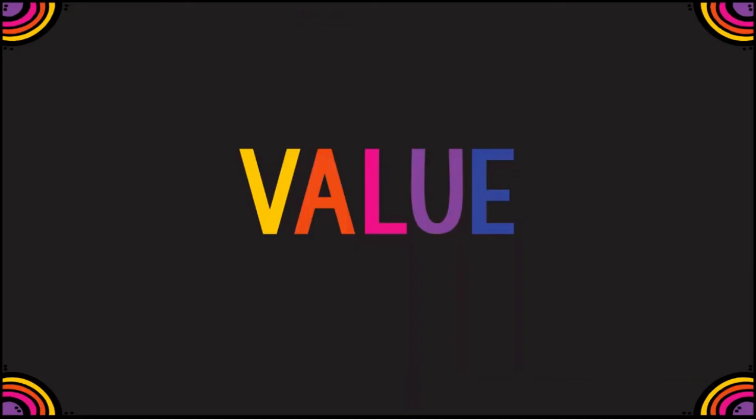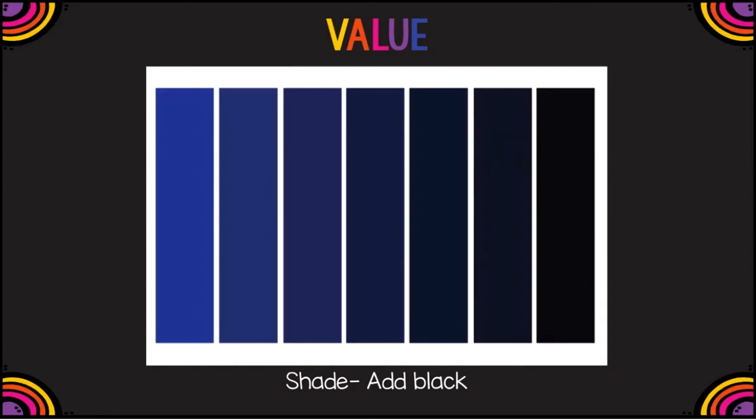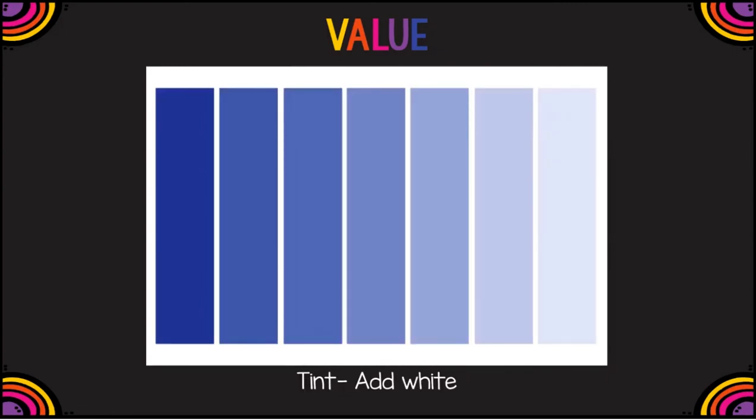Value. Value is the range of dark to light. When you add black to a color, it's called a shade. When you add white, it's called a tint.